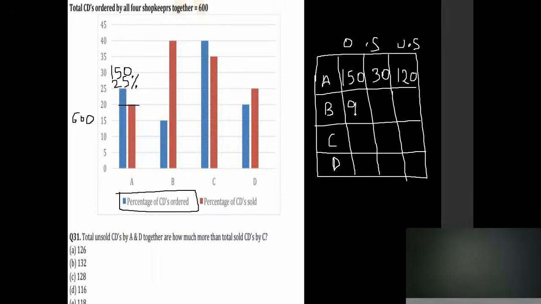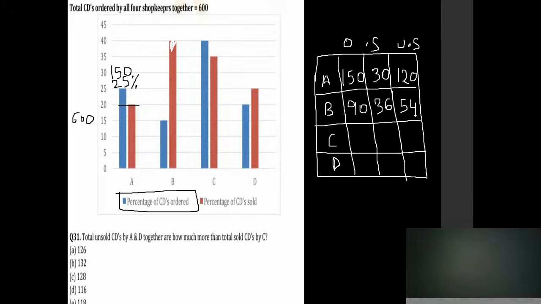So out of the 90 CDs, Shop B is able to sell 40% of them. 40% of 90. The zeros cancel. 4 into 9, 36. Shop B is able to sell 36 CDs. So if 36 are sold, how many are unsold in Shop B? 90 minus 36, which is 54. Shop B is unable to sell 54 CDs.